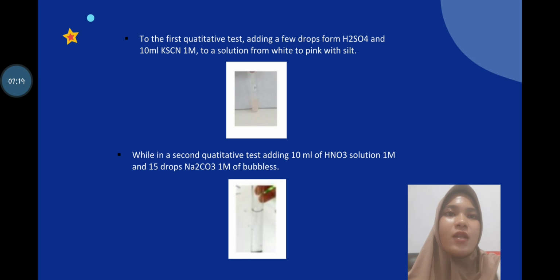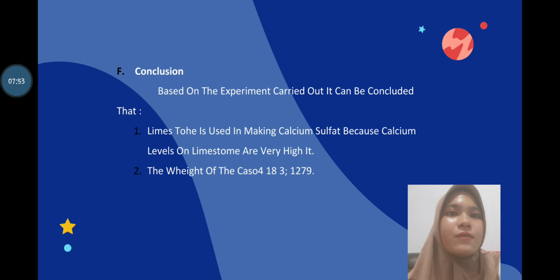In the first qualitative test, adding a few drops of sulfuric acid and 10 potassium thiocyanate 1 molar changes the solution from white to pink. While in the second qualitative test, adding 10 ml of nitric acid solution 1 molar and drops of sodium carbonate 1 molar produces bubbles.